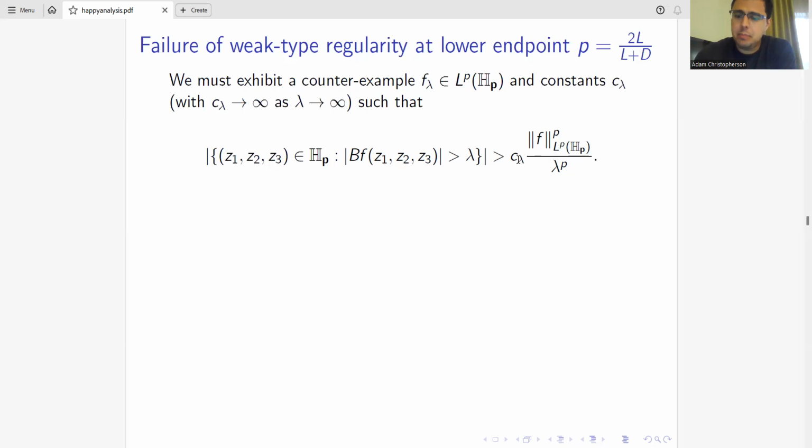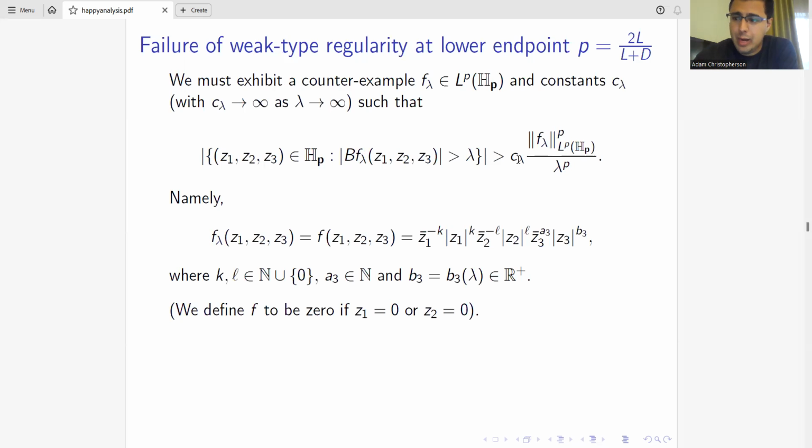And what that counterexample function ends up looking like is essentially a three-parameter anti-holomorphic rotation function. So it's going to depend on lambda, of course, and it's going to take the following form. So z1 bar to the minus k, absolute value of z1 to the k. Same thing in the z2. So z2 bar to the minus l, absolute value of z2 to the l. z3 bar to the a3, and absolute value of z3 to the b3.